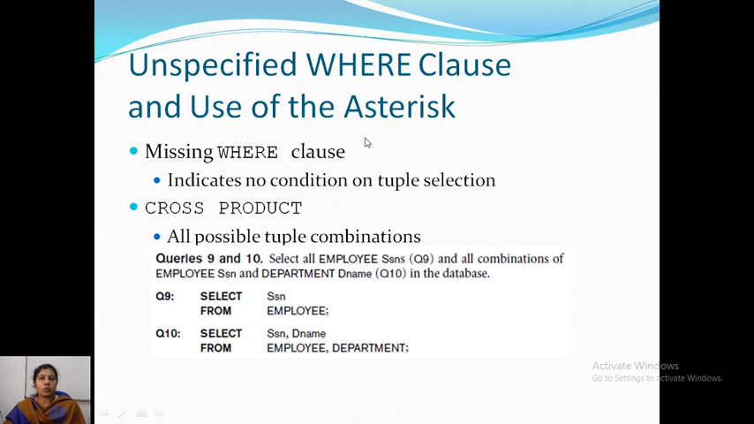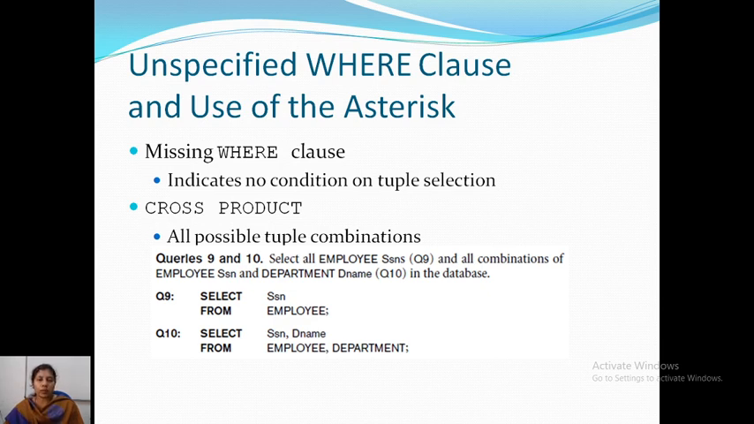Now suppose you forgot to specify the where clause. If you have missed writing the where clause, then what will be the result? It will give you the cross product. Now here you see the example. Select SSN from employee. Only one relation is there in the from clause, so that won't affect much. Simply it will display all the values for the SSN attribute.